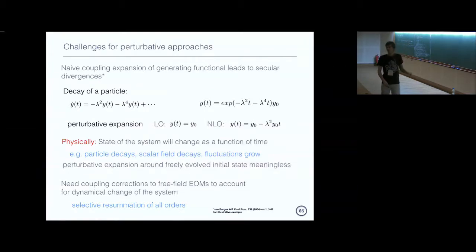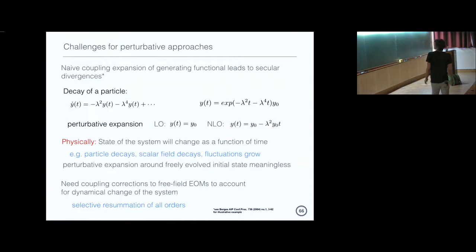So in this particular example, the particle decays. Likewise, in the examples we've seen from field theories, our scalar fields will decay and fluctuations will grow. So if we just do a perturbative expansion around freely evolved fields, that will not be very meaningful, simply because the state of the system that we want to describe can change very dramatically. Now, how can we get around that?